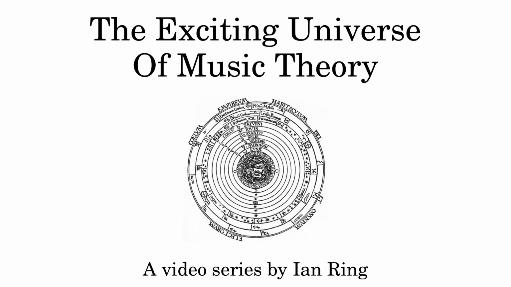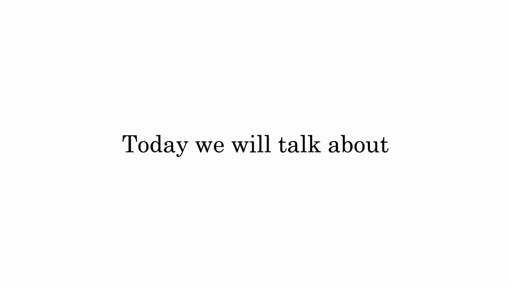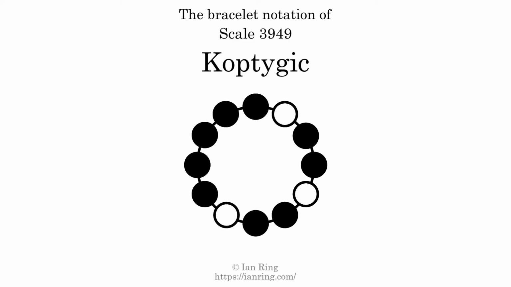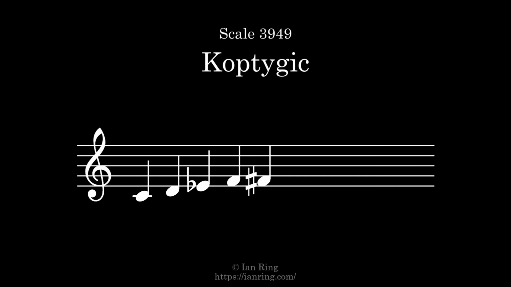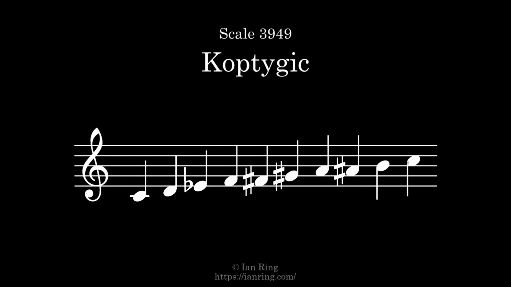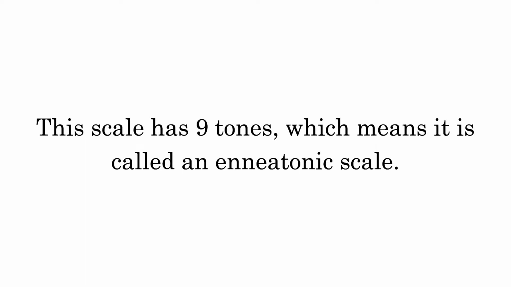Welcome to the exciting universe of music theory. Are you ready to learn? Then let's begin. Today we will talk about scale 3949, Koptygic, which sounds like this. This scale has 9 tones, which means it is called an enneatonic scale.